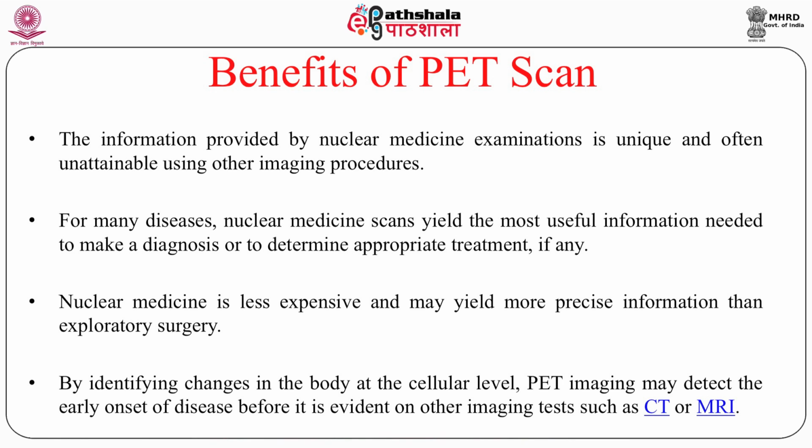Nuclear medicine is less expensive and may yield more precise information than exploratory surgery. Very clear, because if you have to do invasive surgery or invasive techniques to find or treat the disease, nuclear medicine is less expensive. By identifying the changes in the body at the cellular level, PET imaging may detect early onset disease before it is evident on other imaging tests such as CT or MRI. The advantage of PET is you can do the staging, you can find at which stage the disease is, which you cannot find from CT or MRI.